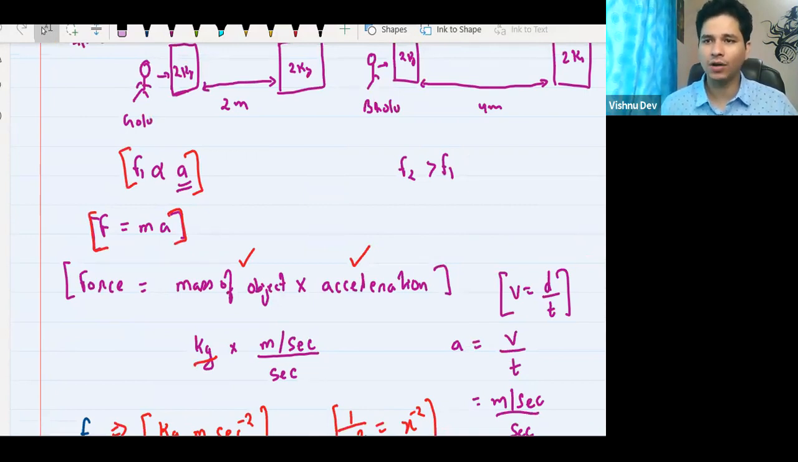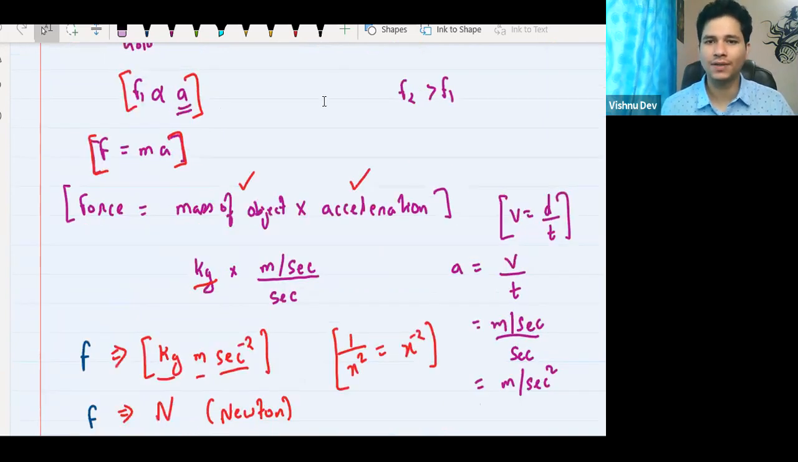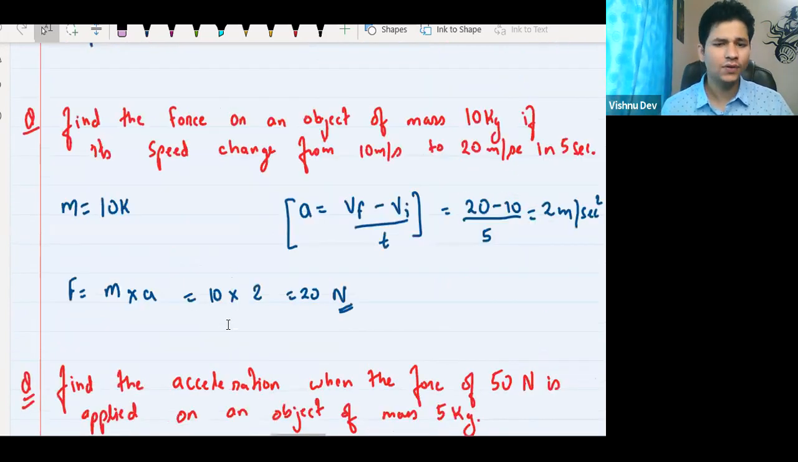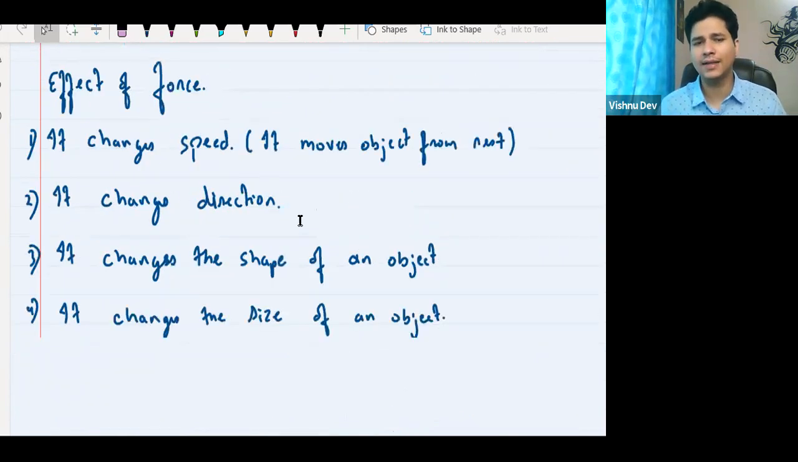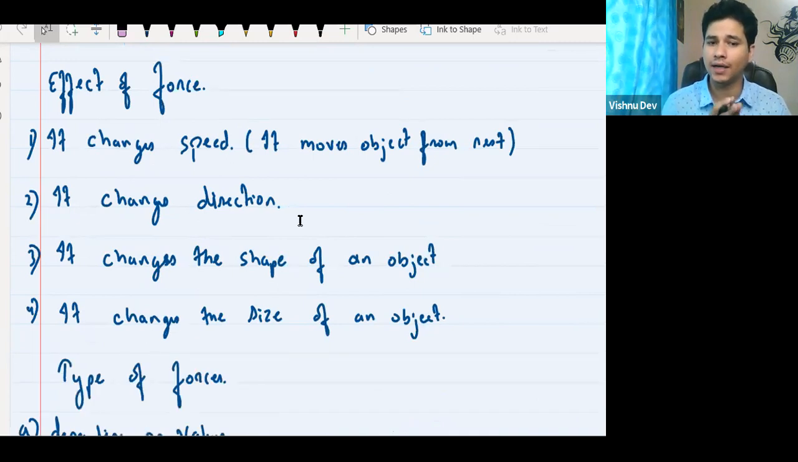What is the unit of force, guys? Newton. Very good. So it is kg meter per second square, or Newton. We have solved some problems based on that. Then we talked about the effects of forces, which is something very easy. Force can change the speed. It can make an object at rest move, or make a moving object come to rest. It can change the speed.